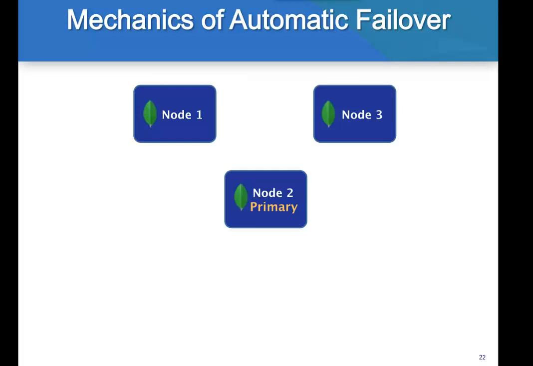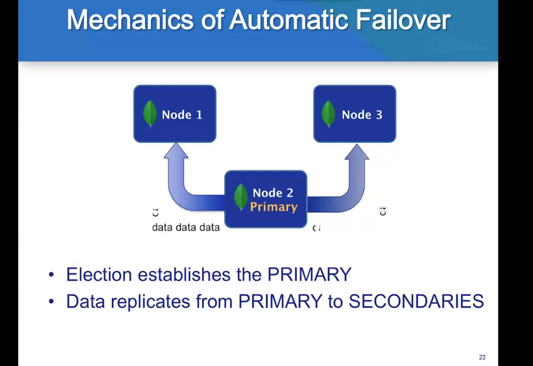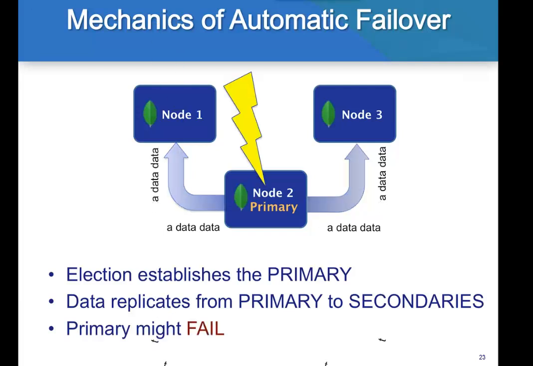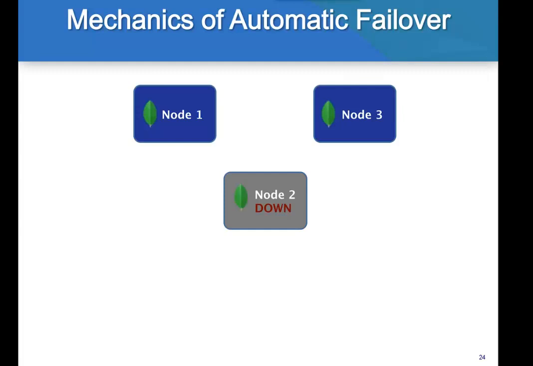So for automatic failover, again, you have the 3 nodes. You have the primary node, and in this case, 2 secondary nodes. The data replicates from the primary to the secondaries. There's an election that establishes that primary, and the data replicates out to the secondary nodes. But what happens if the primary fails? At this point, replication stops, and that node is down. This is where automatic failover kicks in.